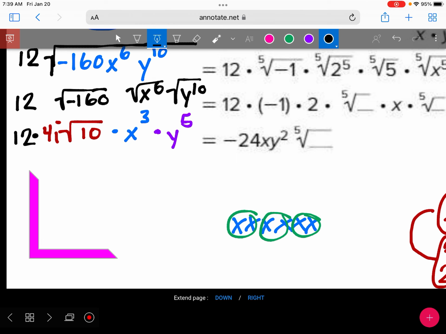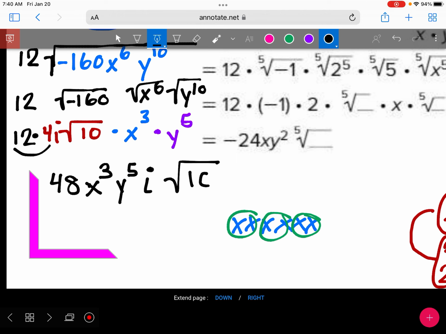So we have 12 times 4, which is what? 48. And then I'm going to put my letters, x cubed, y to the 5th, i, square root of 10.